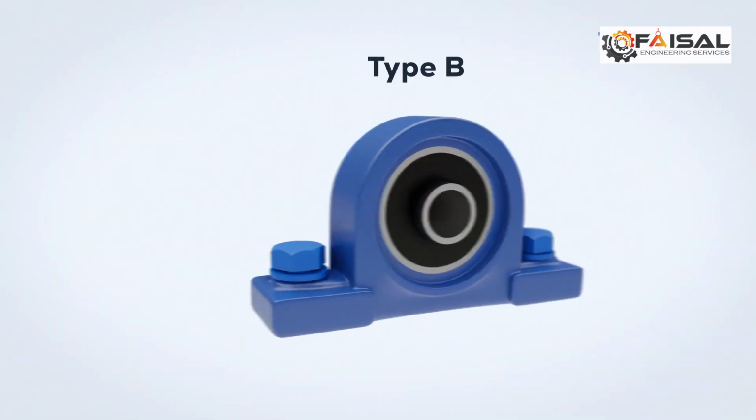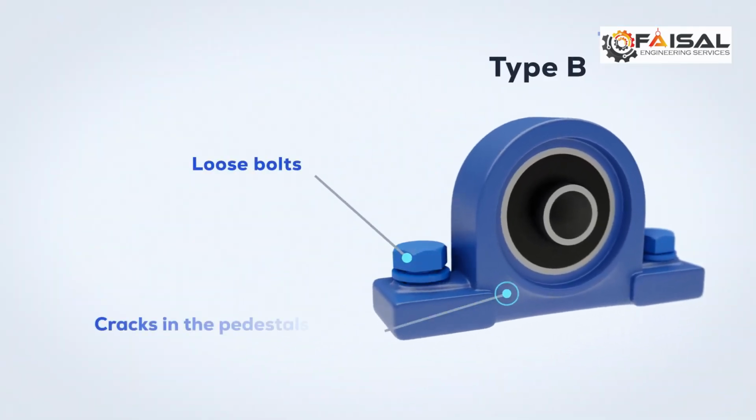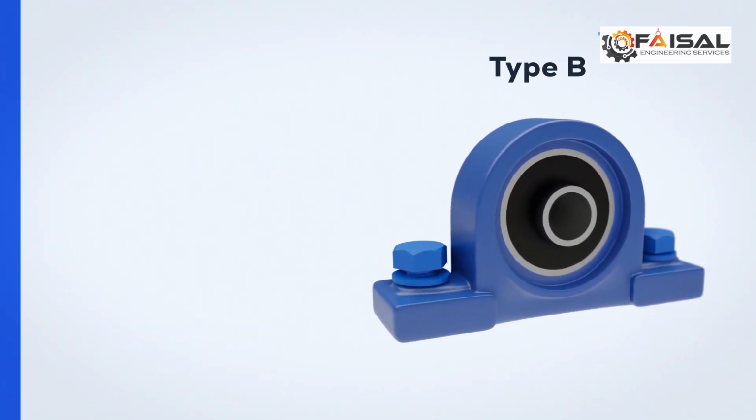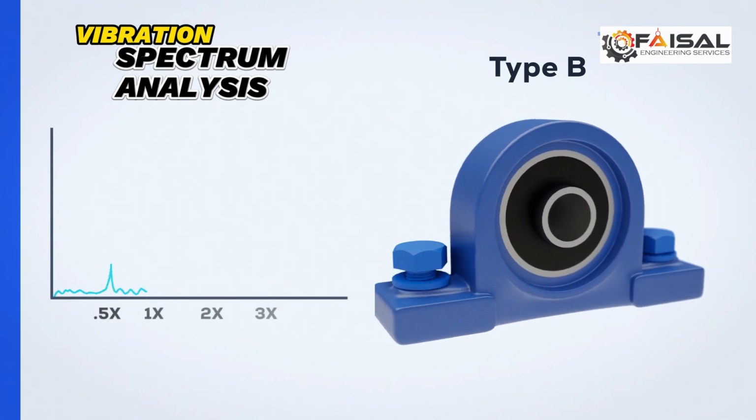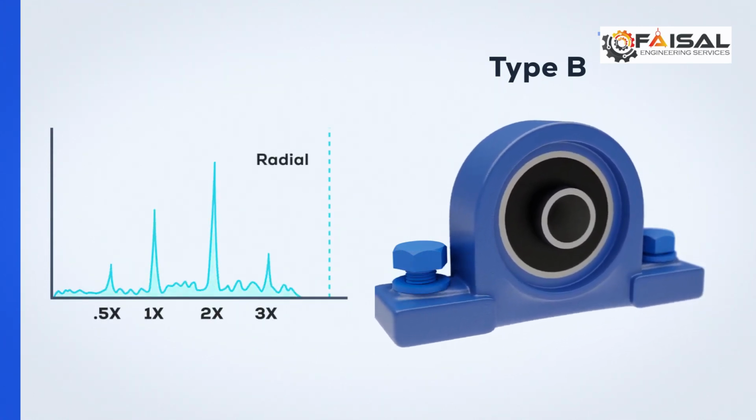Whereas type B looseness occurs due to loose bolts, cracks in the pedestals, or in the bearing itself. Unlike A, the shape of this looseness in the spectrum is a time wave of 2 pulses per rotation. That is, for every half rotation frequency, there's also a certain level of floor noise.